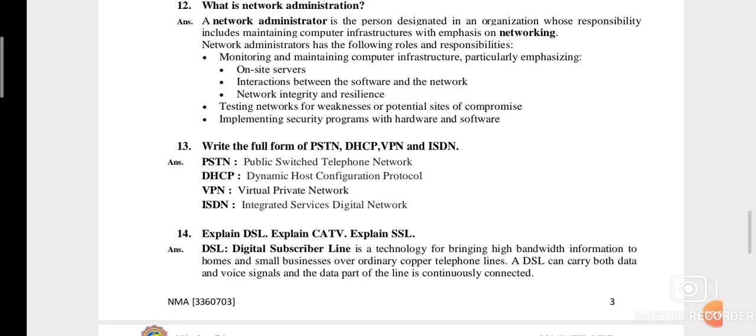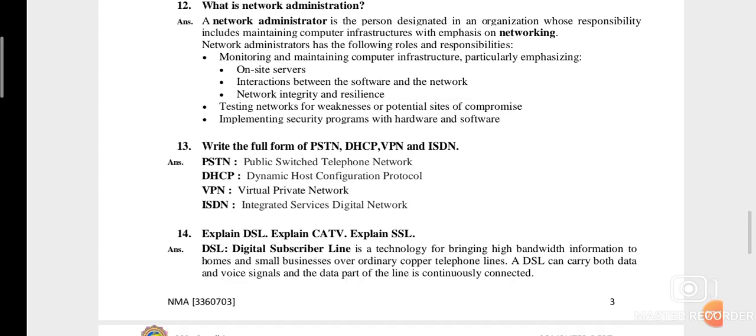DHCP stands for Dynamic Host Configuration Protocol. Then VPN stands for Virtual Private Network. Then ISDN stands for Integrated Services Digital Network.